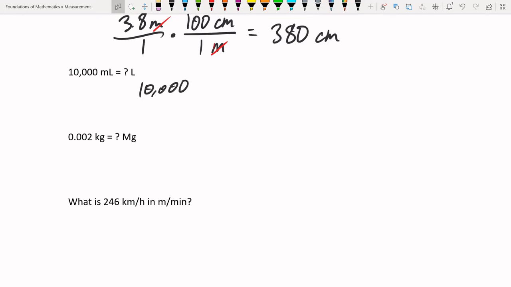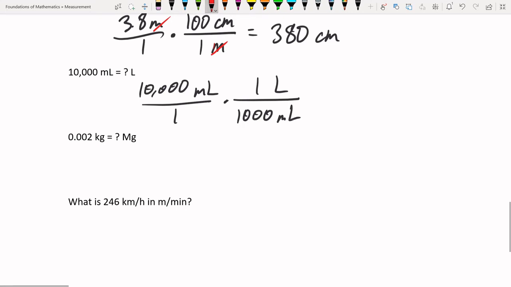10,000 milliliters. 1 liter is 1,000 milliliters. Those cancel, and we move 1, 2, 3 places, and we get 10 liters.